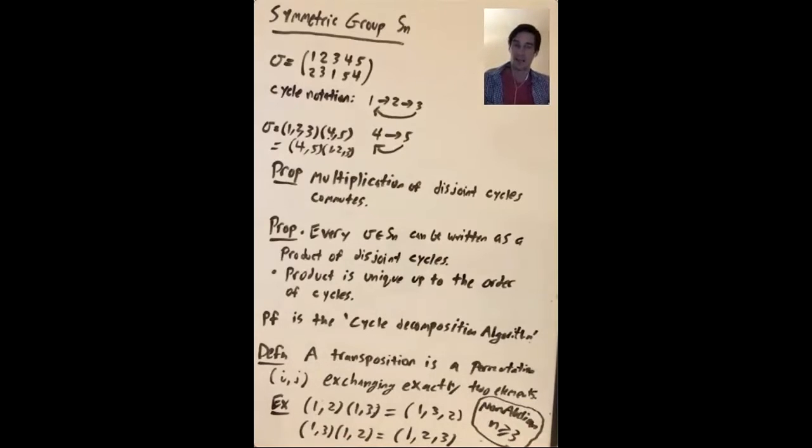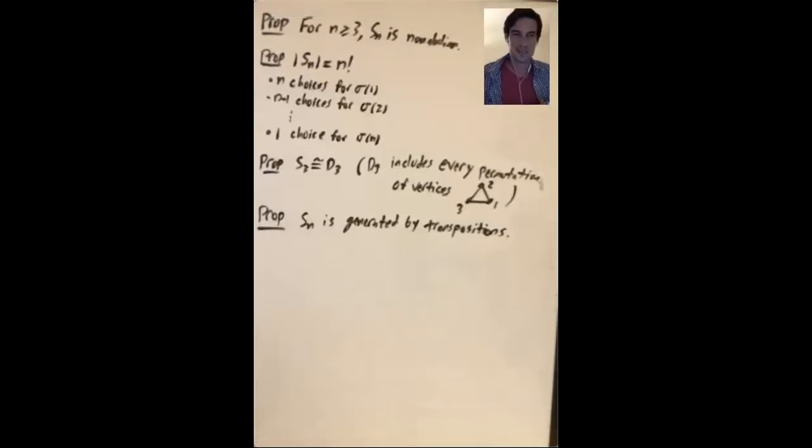So I'm going to pause and erase, and then talk a little bit more about transpositions and a presentation for Sn. So we've just seen that when n is at least 3, Sn is non-abelian, because we could take the particular transpositions (1 2) times (1 3) and compare to (1 3) times (1 2).